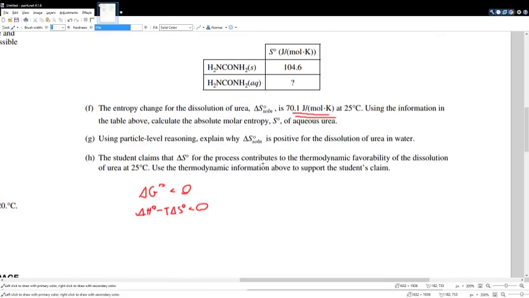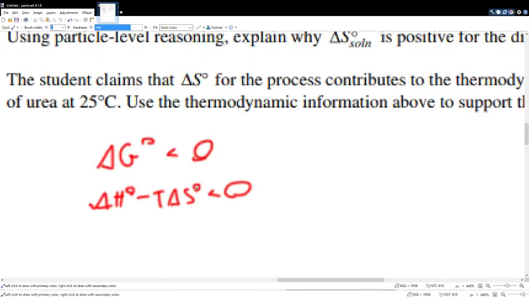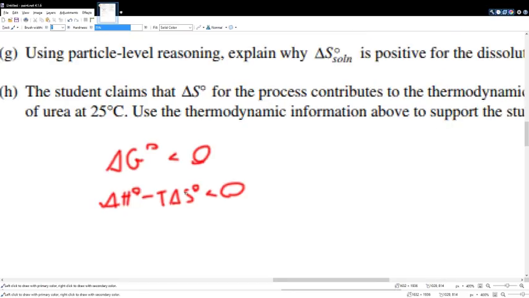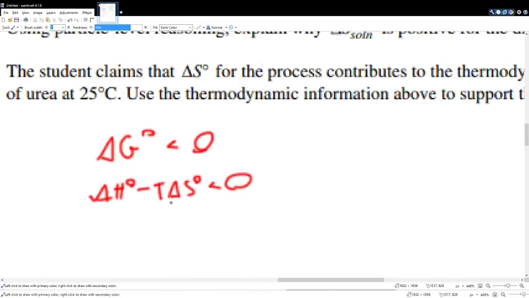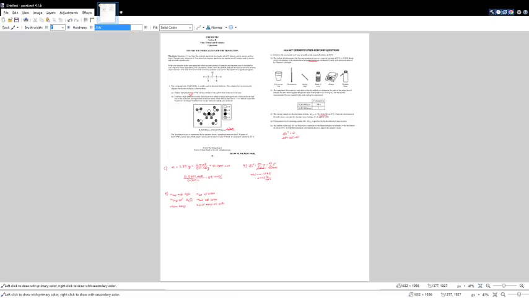And the reason why delta S for the process contributes to the thermodynamic favorability is because delta S being positive makes this term more negative, which makes delta G more negative because you're essentially just subtracting a bigger and bigger number the more positive delta S gets. So delta S being positive makes delta G more negative, which makes the reaction more thermodynamically favorable. And I think that would set you for part H in terms of your explanation. I'd cite the actual equation just to be more mathematically rigorous about it. But yeah, that's it for question number 1.